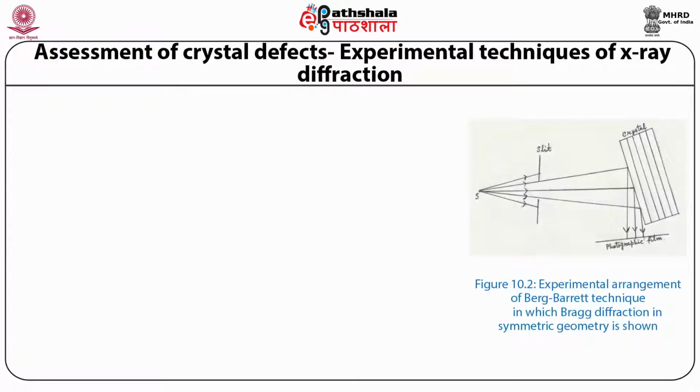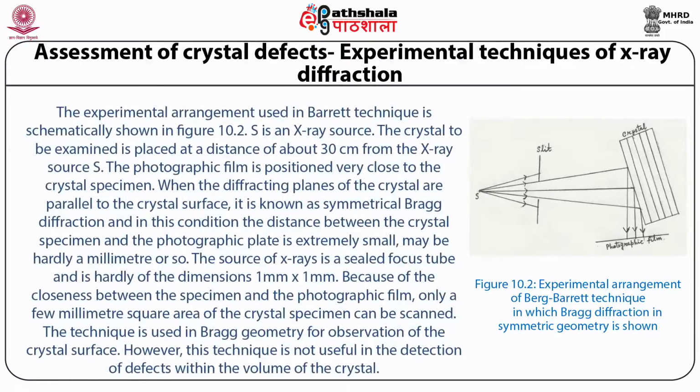The brilliance is defined as X-ray output per unit area, which is required to be kept as high as possible. Figure 10.2 is an experimental arrangement of the Burke-Barrett technique in which Bragg diffraction in symmetric geometry is shown. The experimental arrangement is schematically shown in Figure 10.2. S is an X-ray source. The crystal to be examined is placed at a distance of about 30 centimeters from the X-ray source S. The photographic film is positioned very close to the crystal specimen.